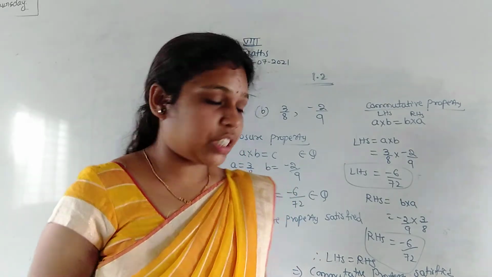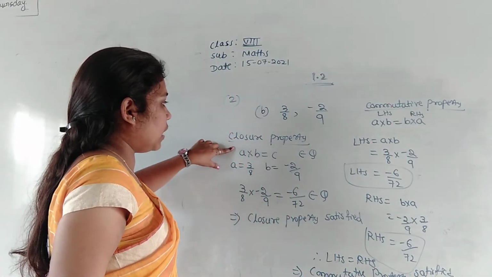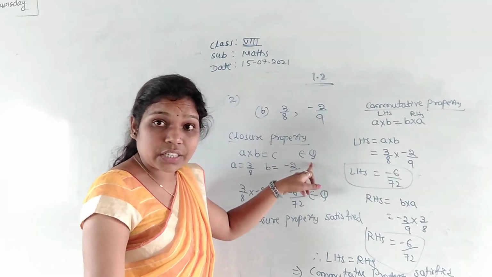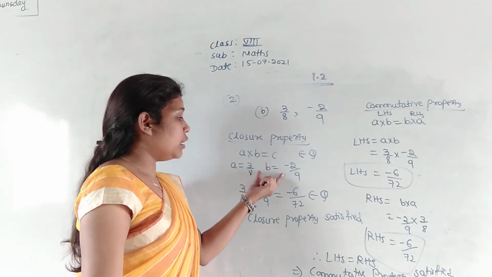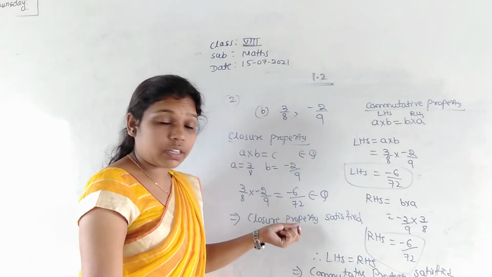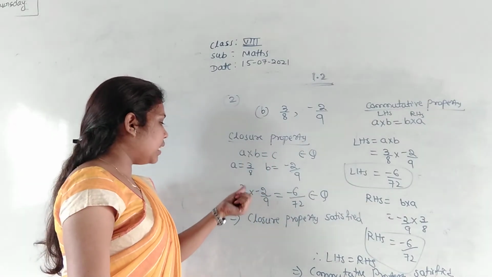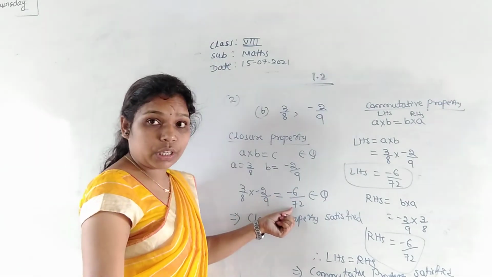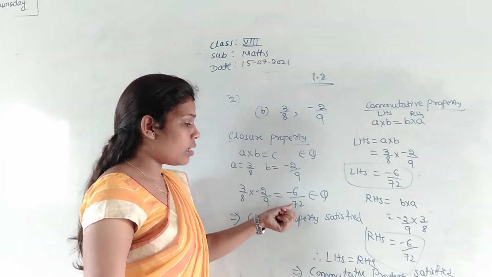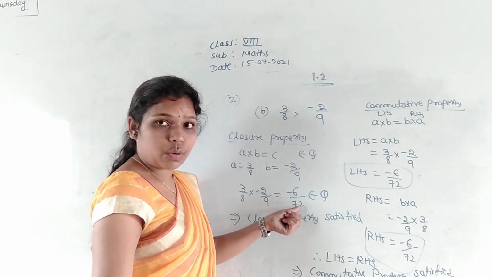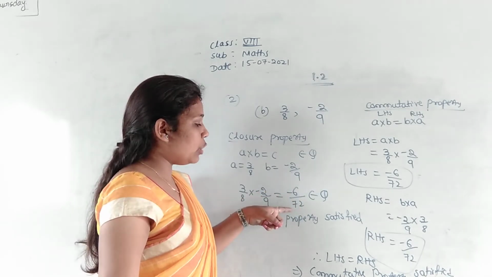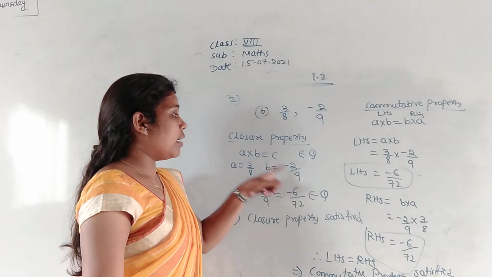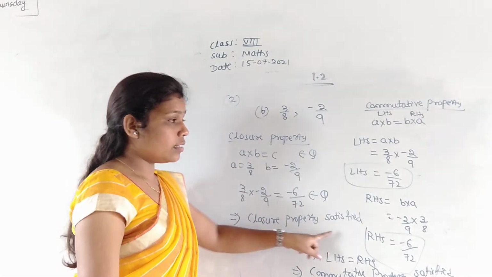So first check for the closure property. First write the closure property, that is A into B is equal to C, which is belonging to rational numbers. So if you multiply these two rational numbers, again we want a rational number. See here, A into B means 3 by 8 into minus 2 by 9. We are getting minus 6 by 72. If you want to cancel the values, you can cancel, otherwise keep as it is. It's okay. So here minus 6 by 72 is also one of the rational numbers, right? So for that reason, closure property is satisfied.